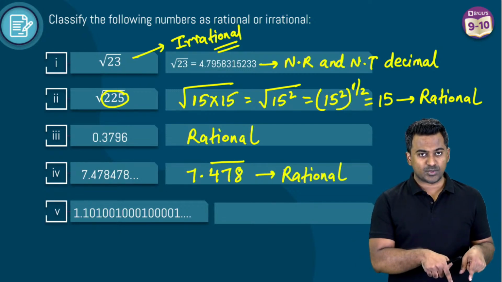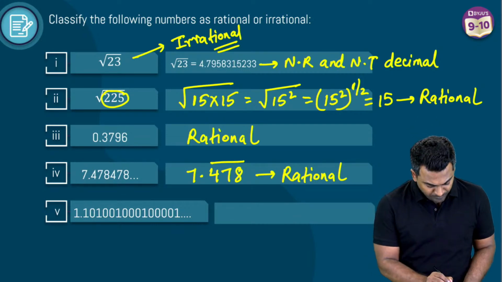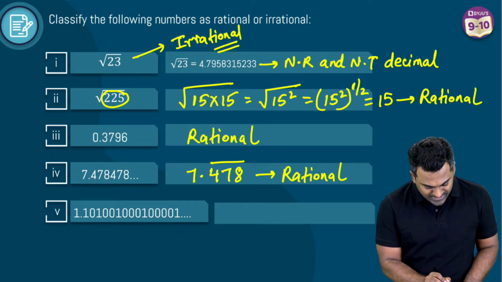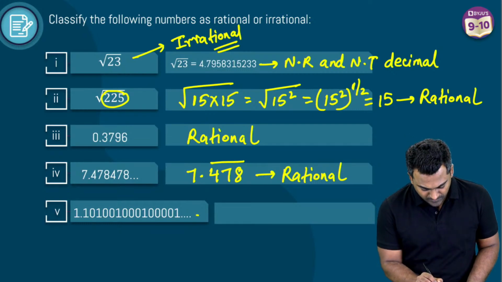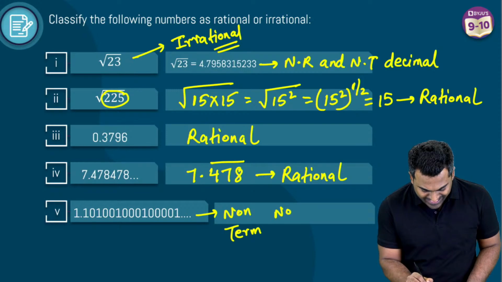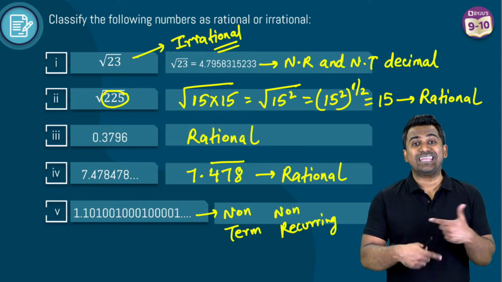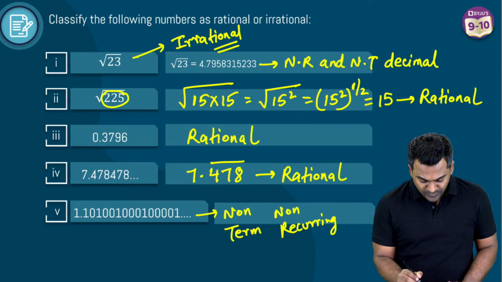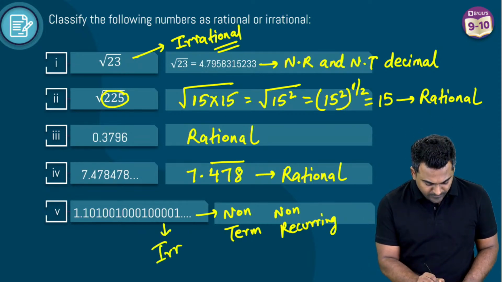What about the last one? Does it have any recurring pattern? 1.10, 100. This is non-terminating. First thing, this is non-terminating and this is non-recurring. There is no repeating pattern out there, right? So for that reason, this is going to be irrational.